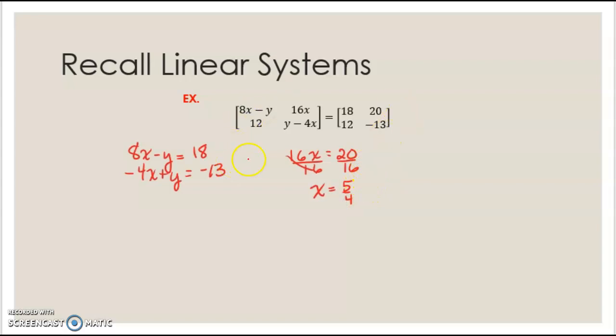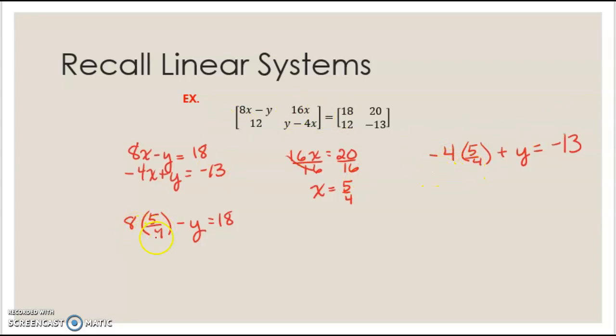Okay? So it'll make it easy for us to find our y here. We're going to substitute that in. 8 times 5/4 minus y equals 18. You could also substitute it in. -4 times 5/4 plus y equals -13. Either place you want to do it will work because the x and y are the same in both equations.